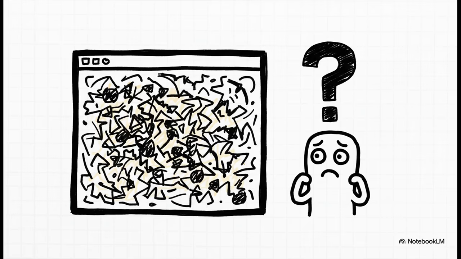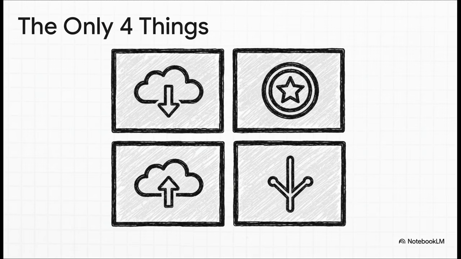Most designers avoid Git because it looks like this. But here's the truth. You only need to understand 4 things to use Git safely. Pull, which is just grabbing the latest work. Commit, which is saving your progress. Push, which is sharing what you've done. And branch, which is creating your own safe space to experiment.